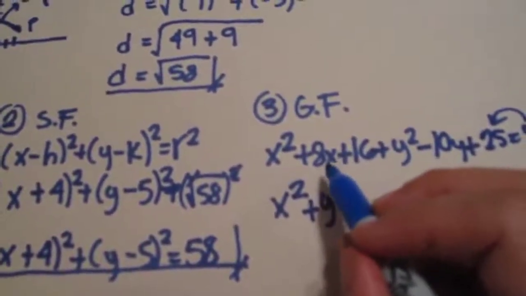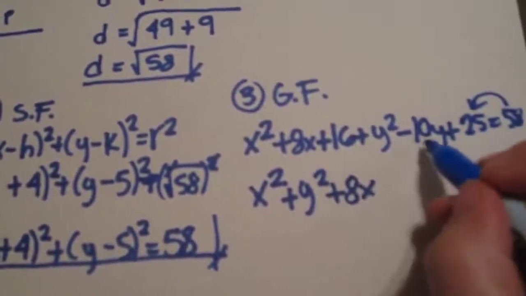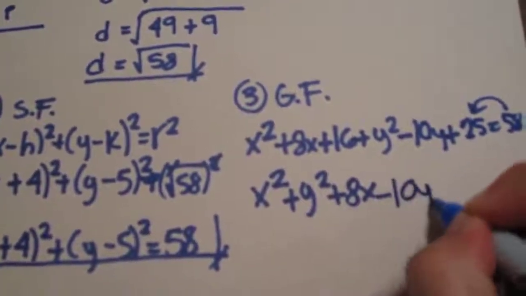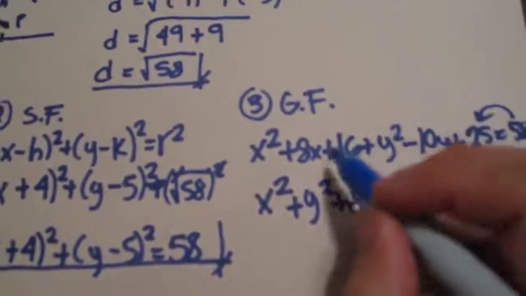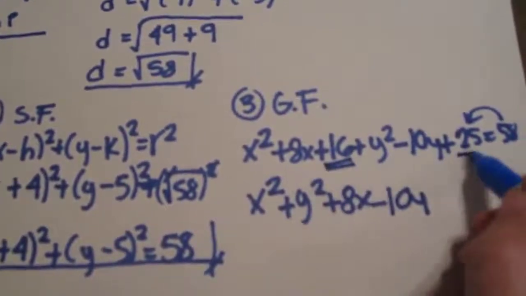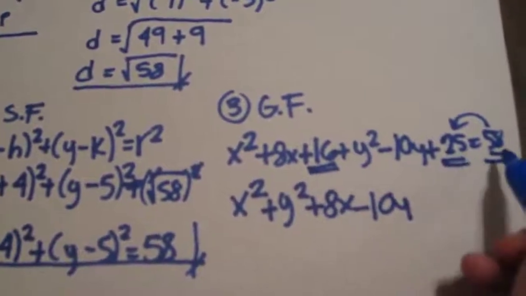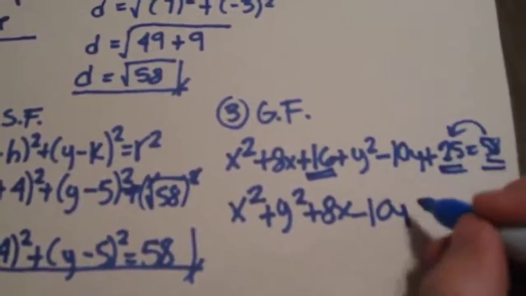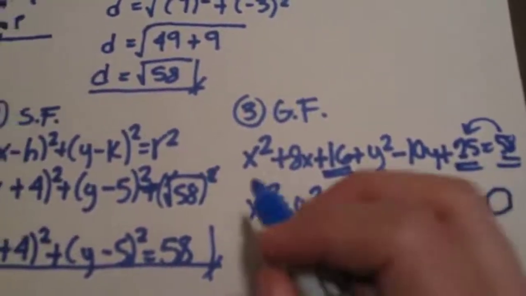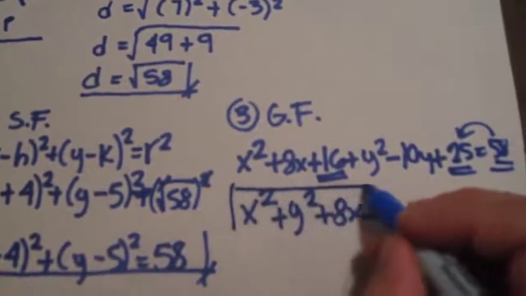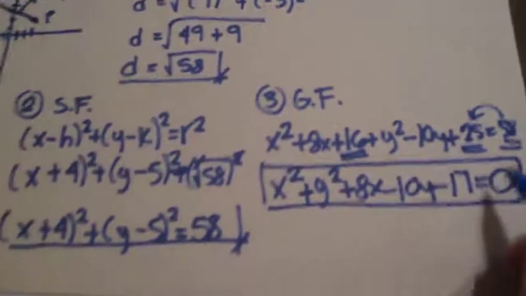And then the variables elevated to the first. So it's plus 8x minus 10y. You have x squared, y squared, x, and y. And finally, add the numbers. It's 16 plus 25 minus 58. And the answer is -17 equals 0. You expand all the terms and you set your equation equal to 0.